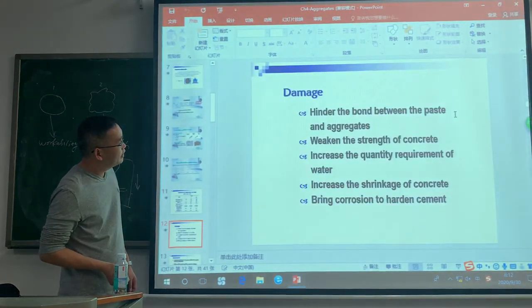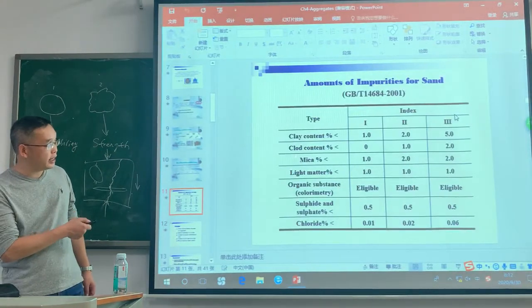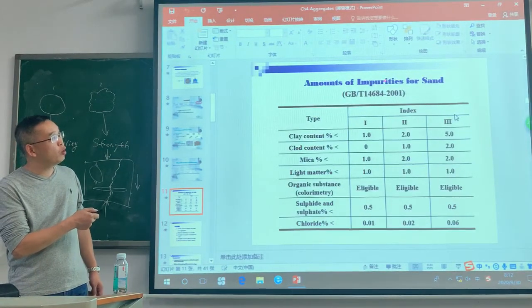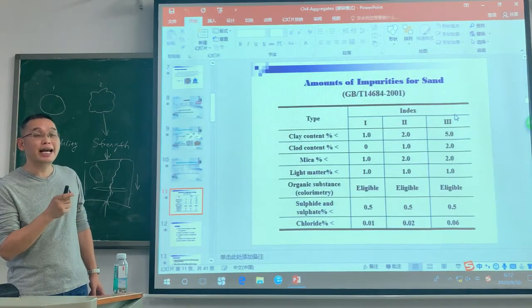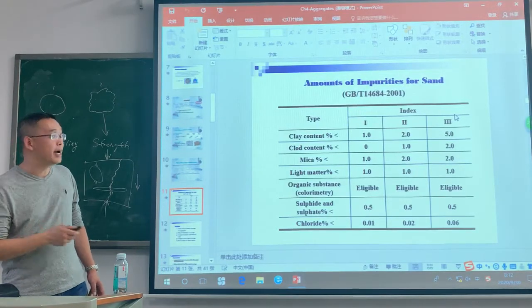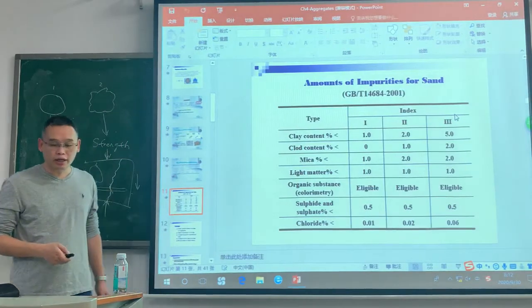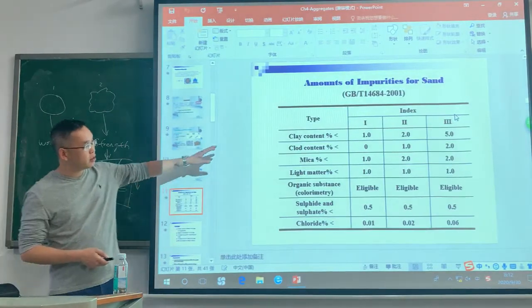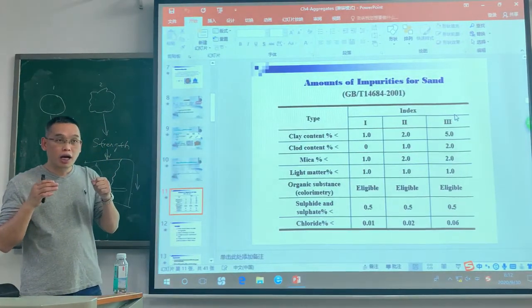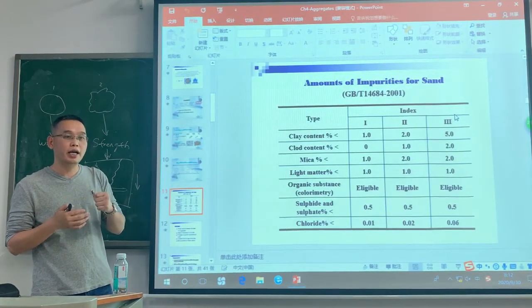And we also learned about impurities, that is, the clay and the compound. What are impurities? Impurities always mean that they are harmful. Yes, they are harmful to the concrete. Why? For example, the clay or the clod will affect the bond between the cement paste and the aggregate.